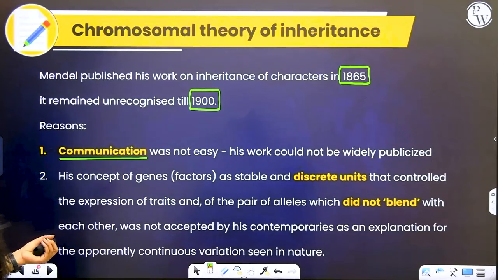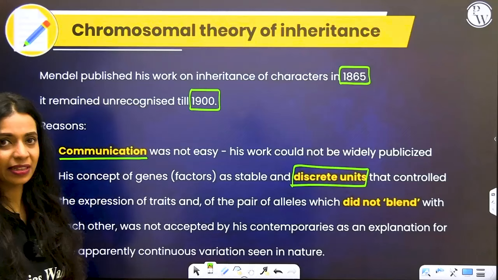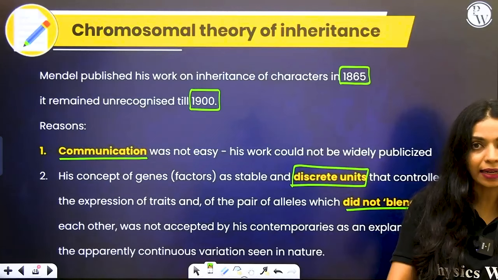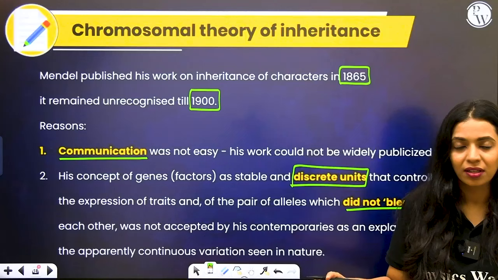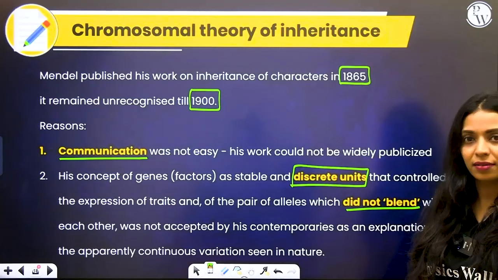Secondly, he said that whatever is controlling inheritance occurs as discrete units called factors. Many people did not believe in that because he said that they do not blend. If there is no blending, then how can one explain so many variations in nature? Right? If you consider the skin color of humans, it doesn't come in either black or white. There are so many shades of it. If there is no blending, then how can you explain something like that, right? So, because of that also, his contemporaries did not accept the explanation that characters could be controlled by discrete units called factors which did not show any blending.